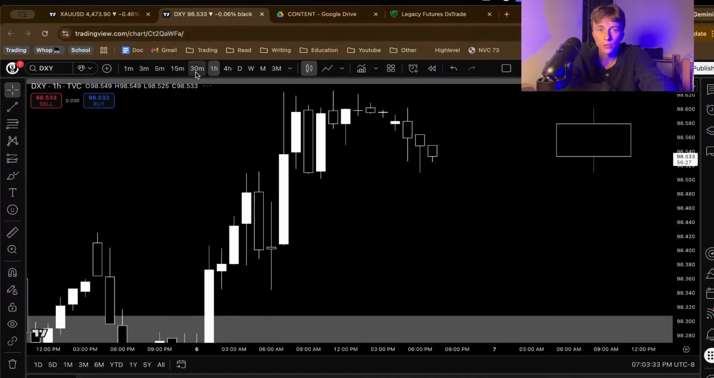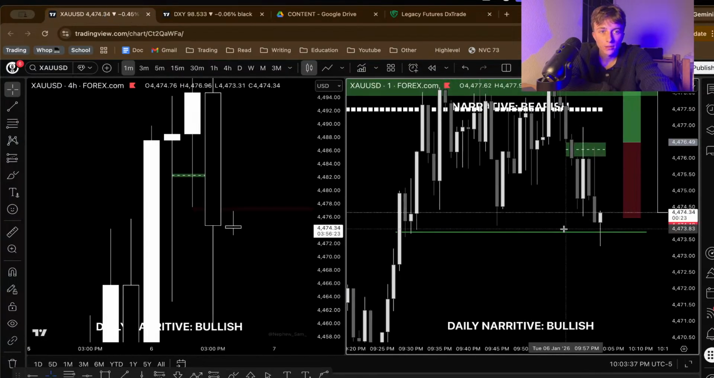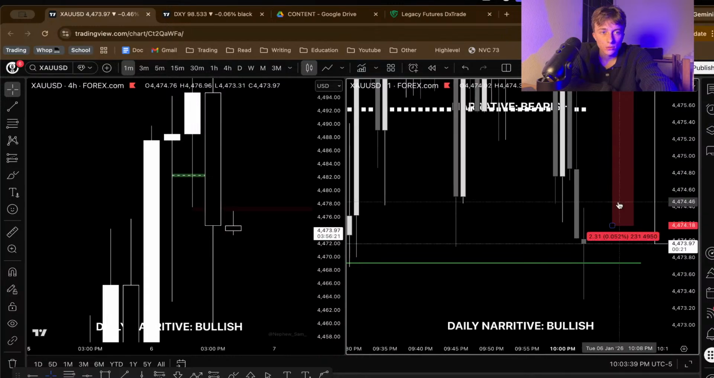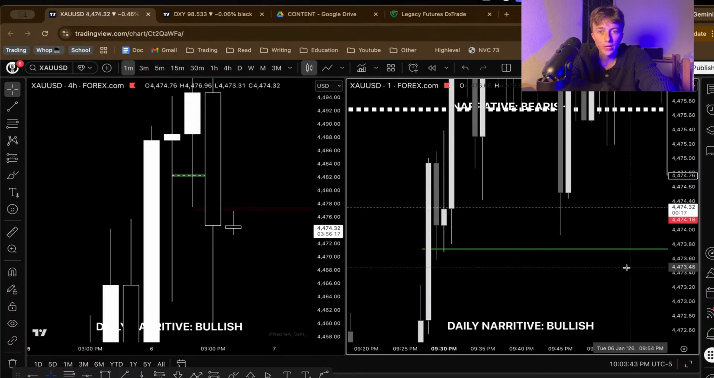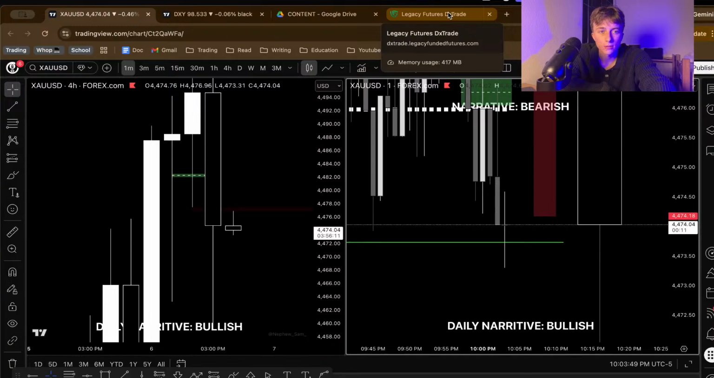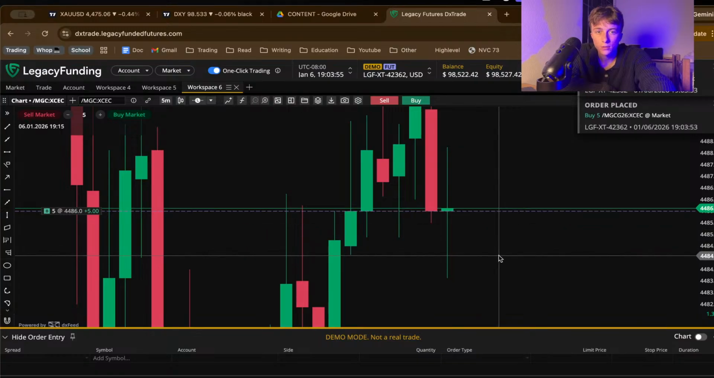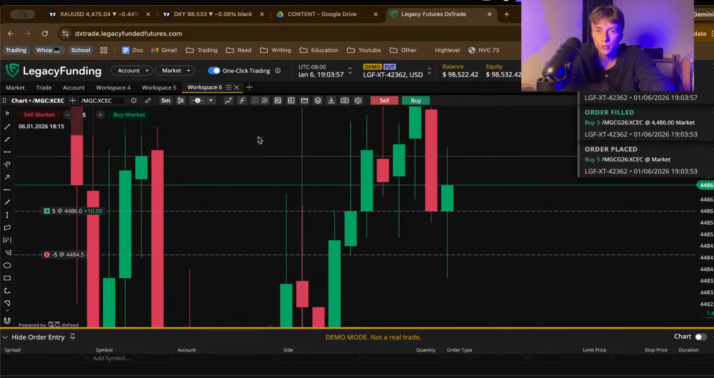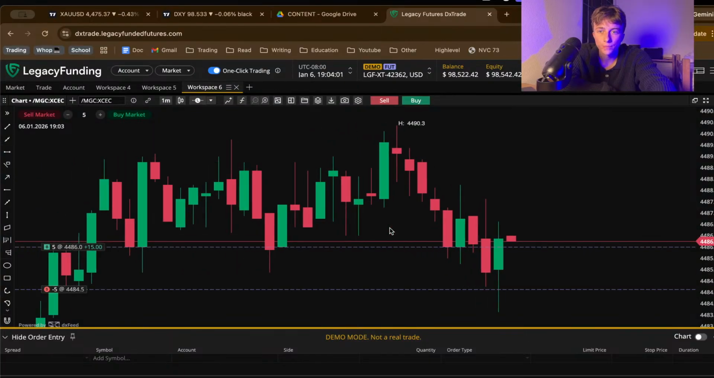Hold on. Because that would be a good entry. We got a liquidity sweep right there. All right, guys, I'm going to hop in here. I'm hopping in. 5 micros. Boom. Sell stop placed. Entry was on the 1 minute time frame.